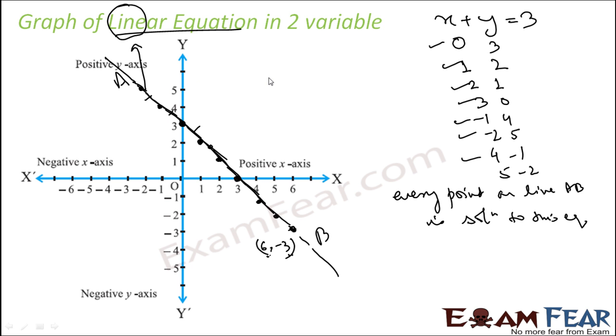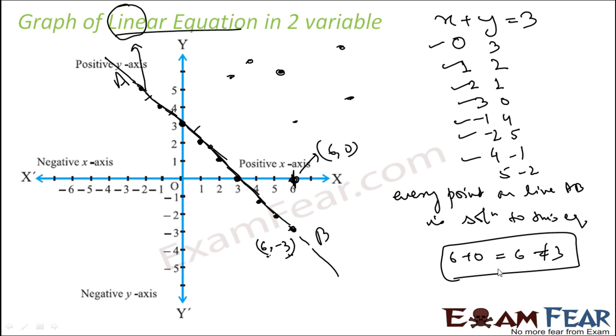And any point which is not on this line, for example, if you take these points, they are not solutions to this equation. For example, let's take this point. This is what? x is 6, y is 0. So 6 plus 0, is it equal to 3? No, it is not equal to 3. This is not a solution.